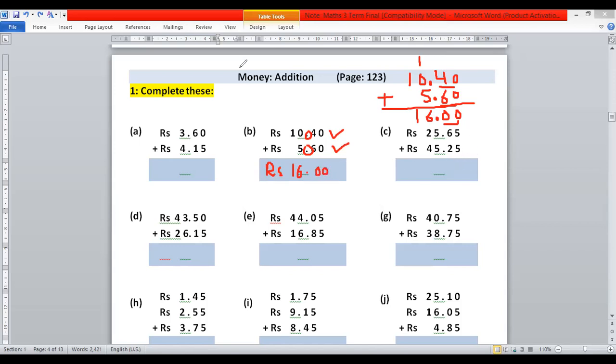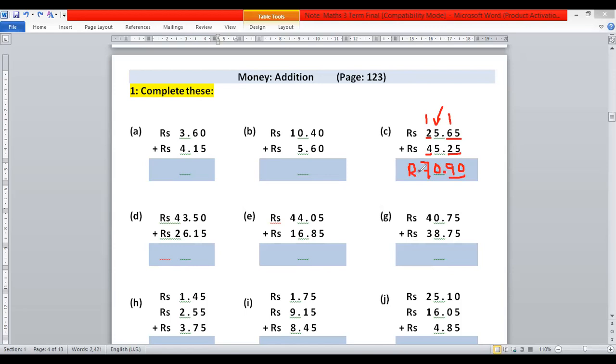Here, 5 plus 5, 10, carry 1. 6 plus 2, 8 plus 1, 9. Then 5 plus 5, 10, carry 1. 4 plus 2, 6 plus 1, 7. So students, here we have the point after two digits. So in the answer there should be a point after two digits, and right here Rs. In this way you can add the remaining parts.